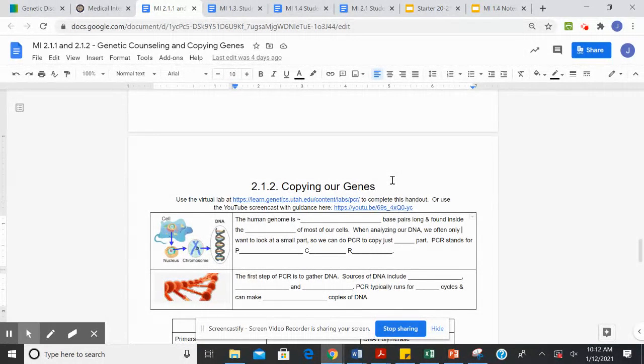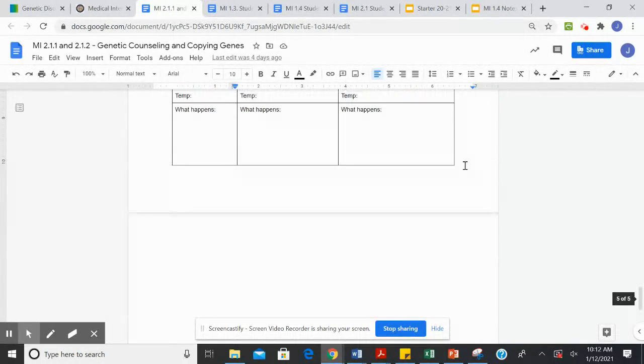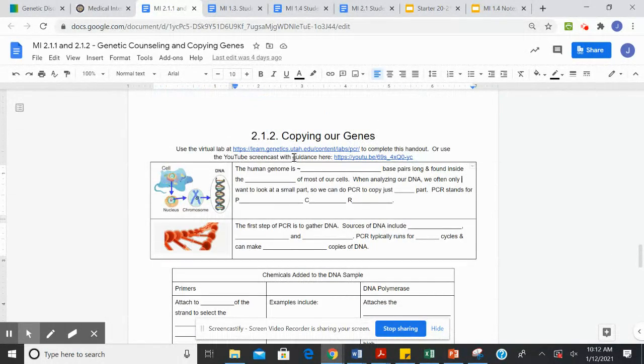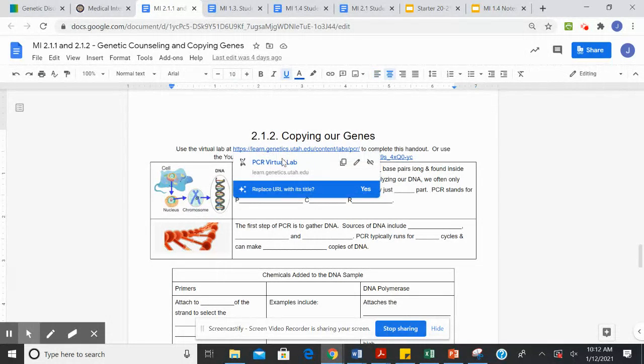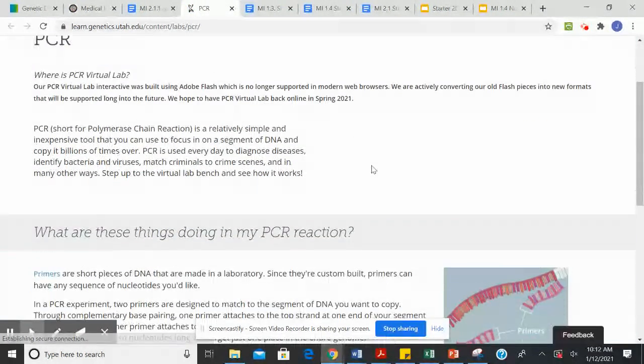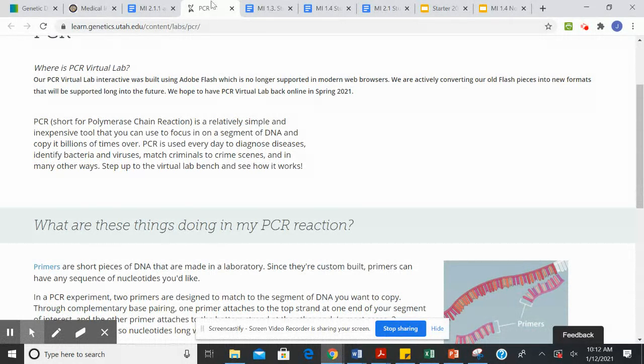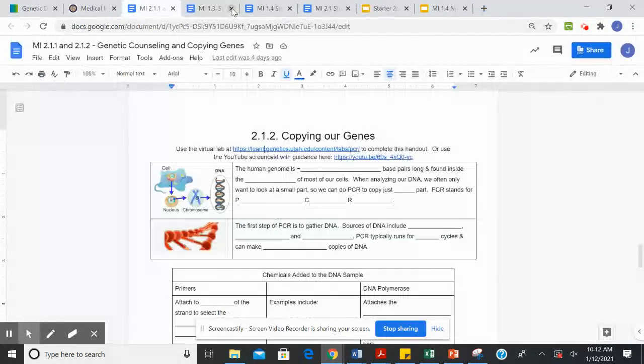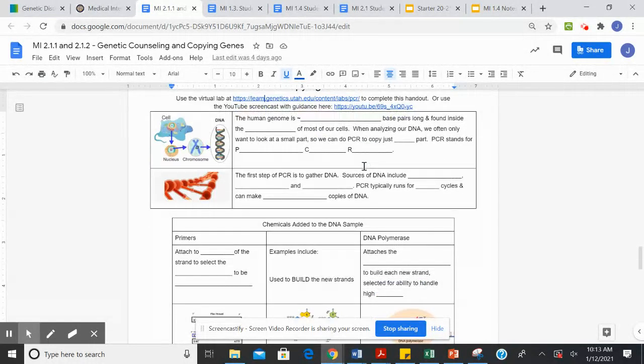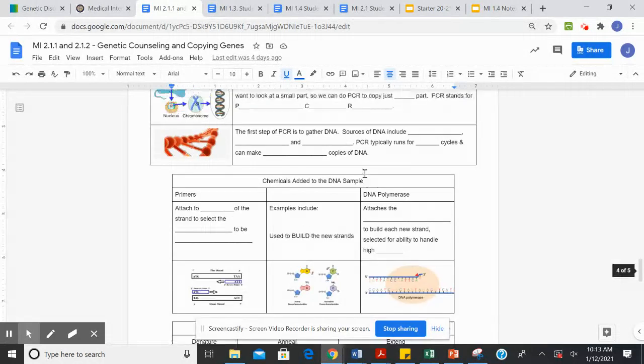What I want you to focus on outside of class time on Thursday or Friday this week is the last page of the 2-1-1, 2-1-2 assignment, which is copying our genes. Unfortunately, with Flash no longer working, this virtual lab does not work, and they're working on converting that. But I'm very grateful for this other biomed teacher who has put together a screencast YouTube video of this. If you watch this video, it goes through the steps of polymerase chain reaction that are in here.